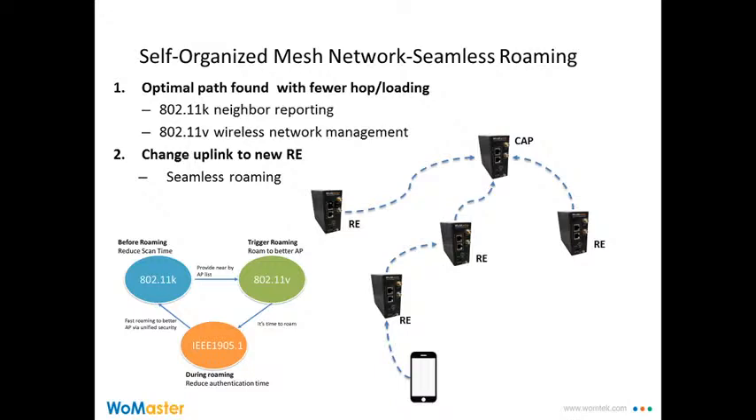Each roaming has three stages. Before the roaming, 802.11k radio resource measurement sends the client list of the neighborhood to reduce the scan time. Before the topology changes, each node is informed which nodes are beside it. If there is any change, it doesn't need to rescan.